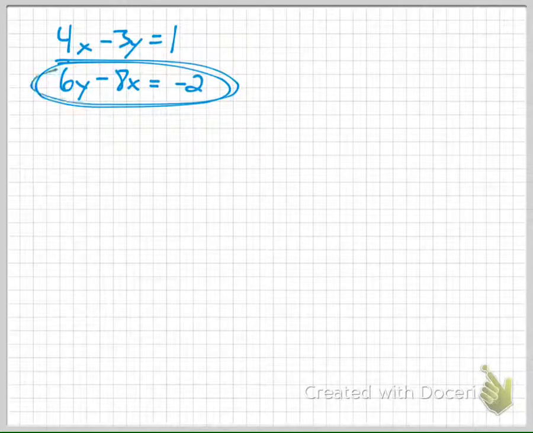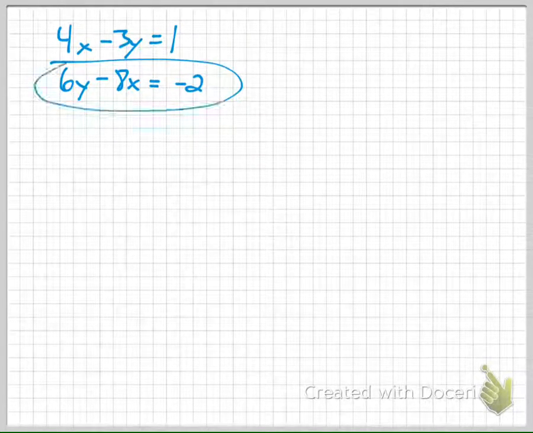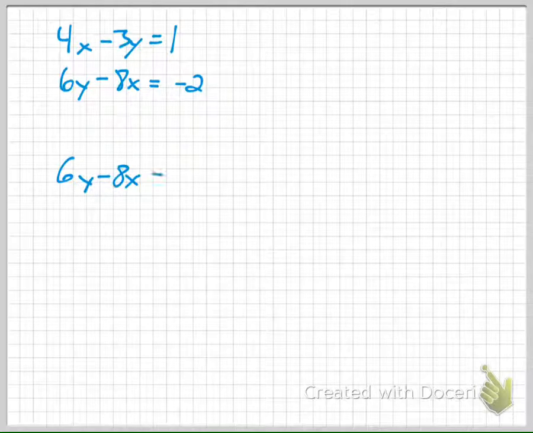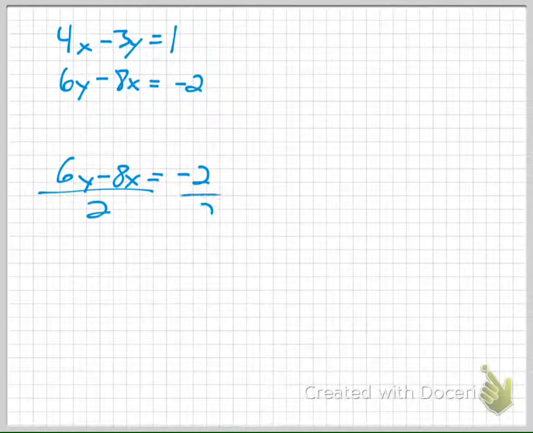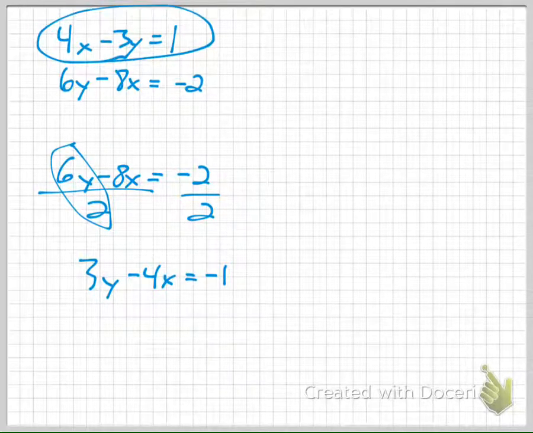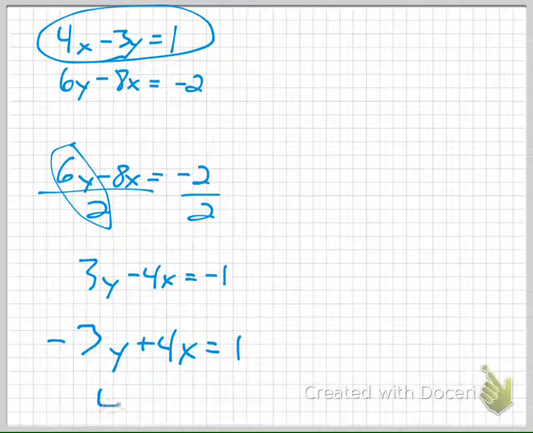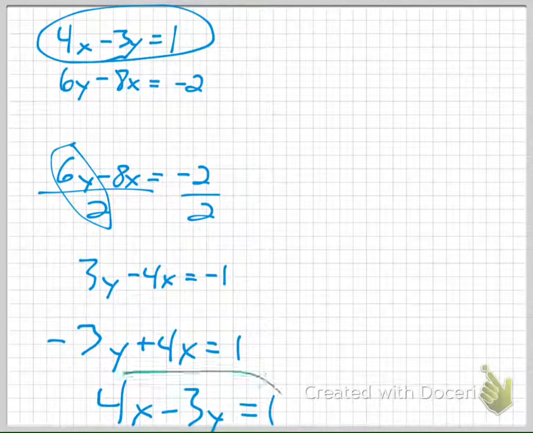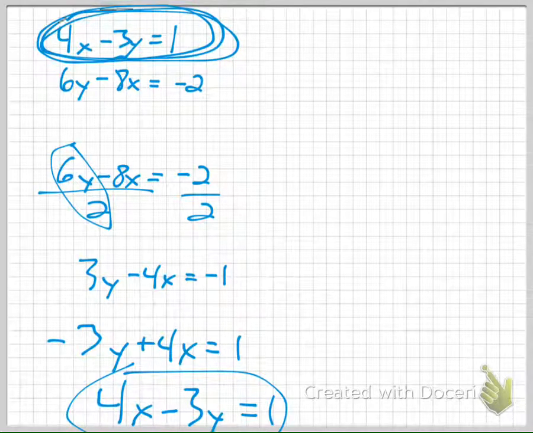What if I took this equation right here, 6y minus 8x equals negative 2, and divided it by 2? What's that going to turn this into? That's going to change that to 3y minus 4x equals negative 1. Now, I want you to look at this. What if I multiplied this whole thing by negative 1? Negative 3y plus 4x equals 1 is the same thing as 4x minus 3y equals 1, the same equation. Since it's the same equation, what's the solution? An infinite number of solutions, right?